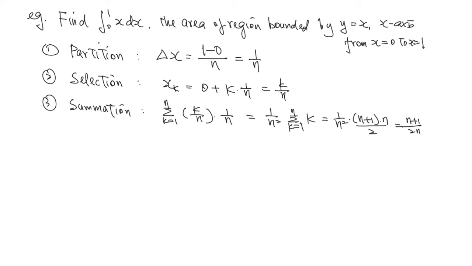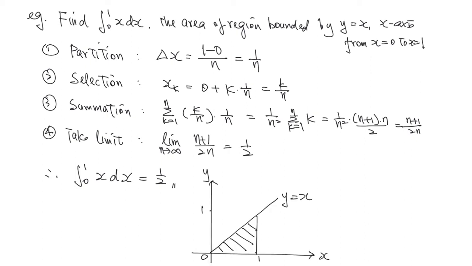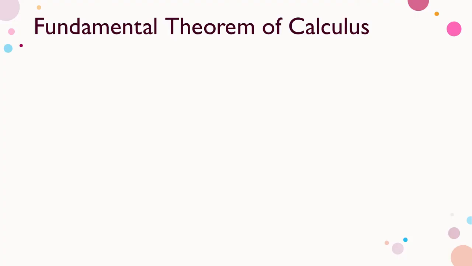Finally, taking limit. That is, the definite integral is 1/2. In fact, the answer is expected. When we draw the graph, we see that this integral represents the area of the triangle whose base is 1 and height is 1, and thus the area is 1/2. From the above example, we can see that the working by Riemann sum is tedious. We want to find another way for calculating the definite integral.